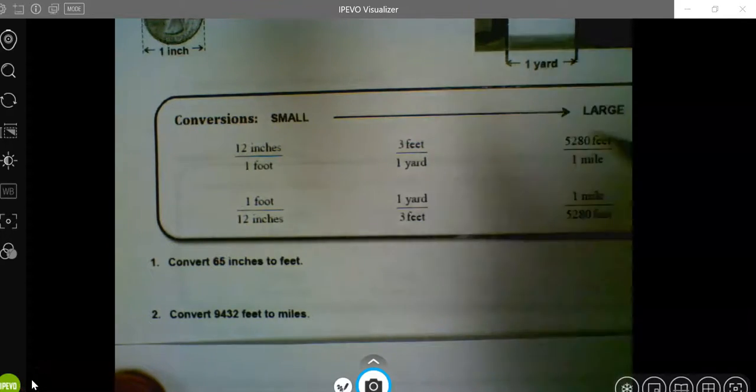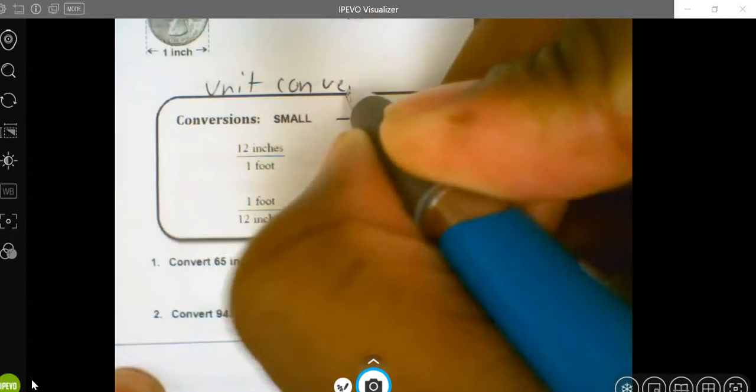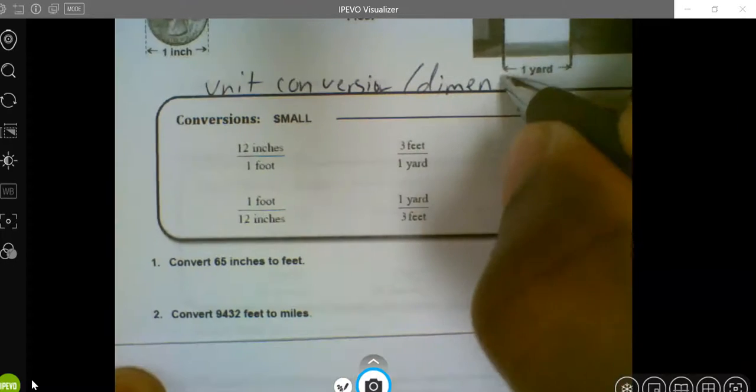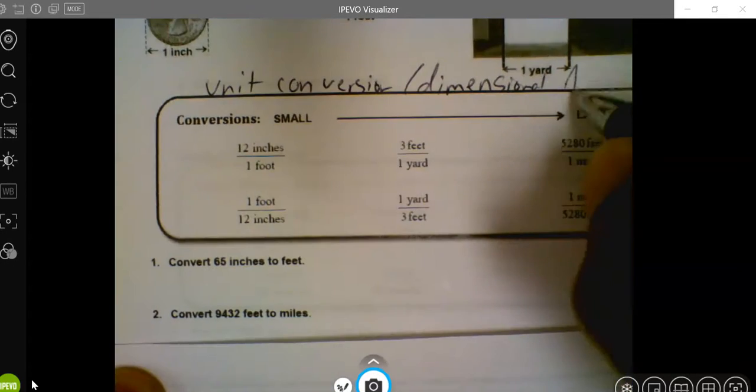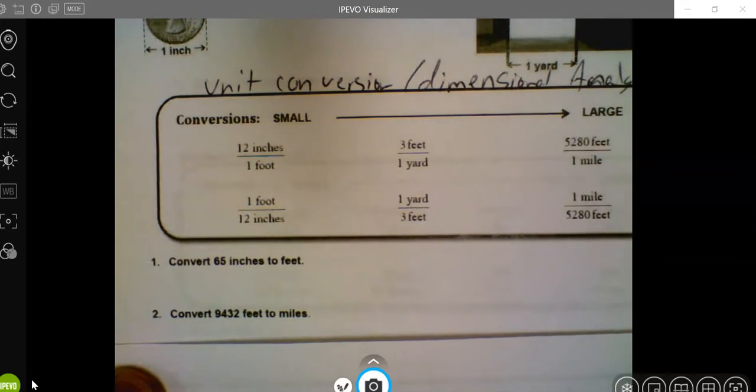All right, in this video, you're going to learn how to do unit conversions, or you might call it dimensional analysis. Fancy word, just saying you're going from one unit to the other. And it's really important to be able to go from one unit to the other, because sometimes you get problems like this.